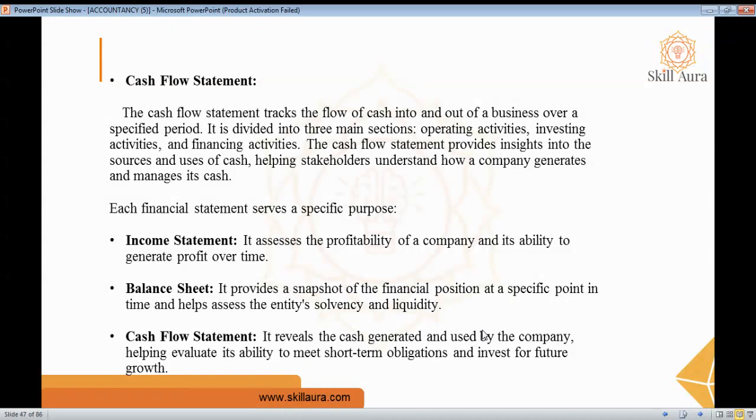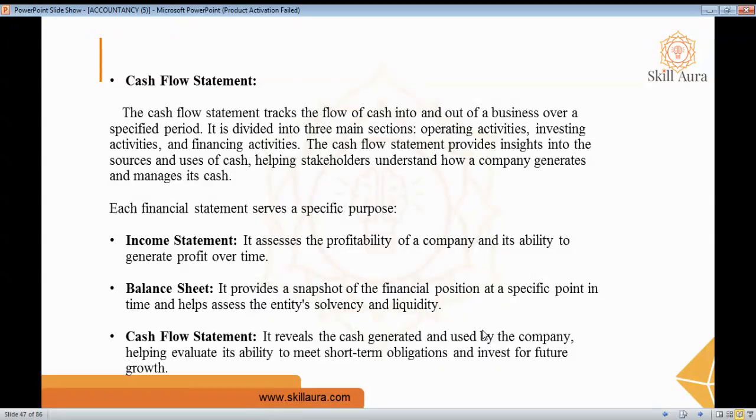Now let's know the financial statements. The three important statements are there. Now we have to understand the purpose. What is the purpose of each? First one is the income statement. It assesses the profitability of the company.